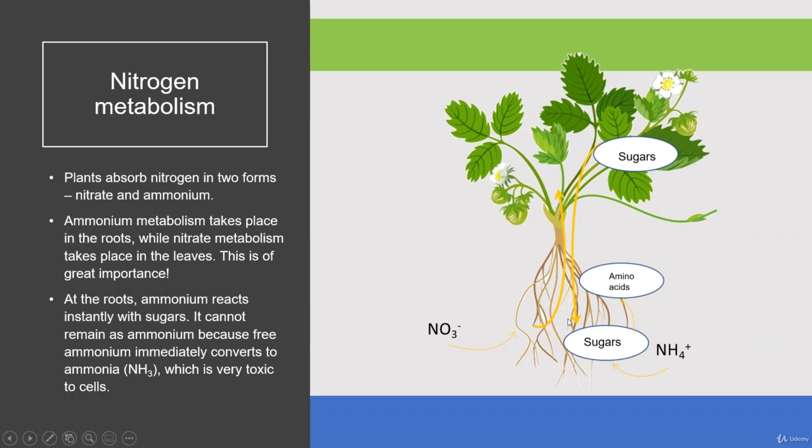Now, in the roots, ammonium reacts instantly with sugars. It cannot remain as ammonium because free ammonium immediately converts to ammonia, and ammonia is very toxic to the cells of the roots. It kills the cells within milliseconds. So ammonium must react immediately with sugars.